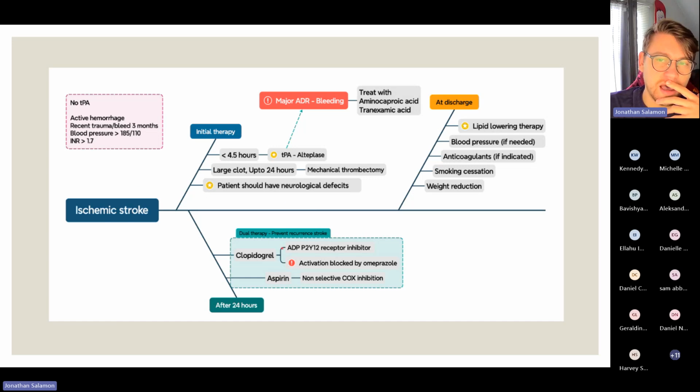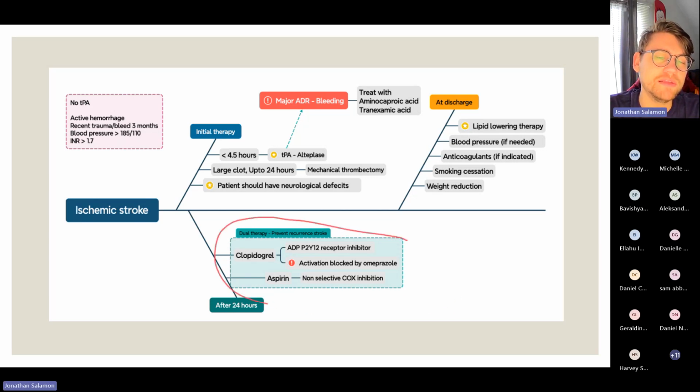For strokes, it is most important that you know the contraindications for TPA. I can't say that enough times. Usually, when they ask a question about this, they are seeing if you know the contraindications for giving somebody TPA.